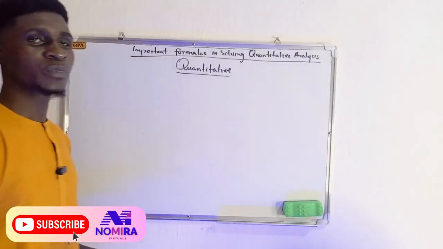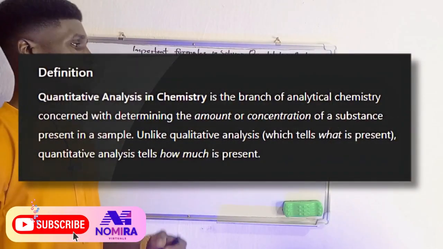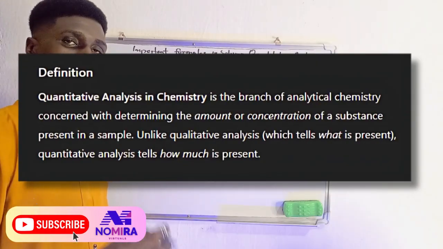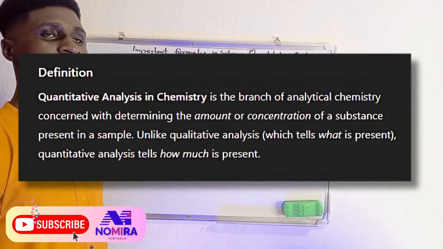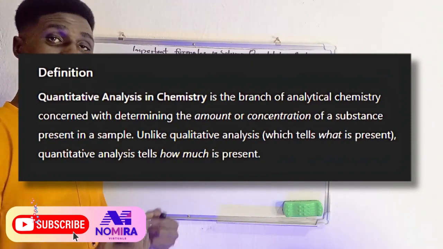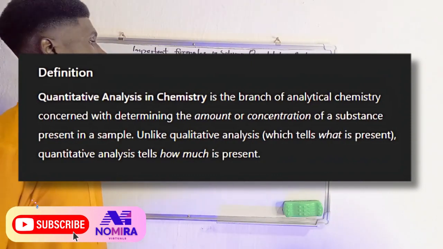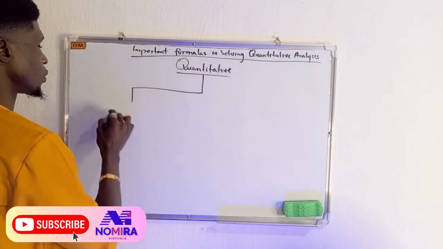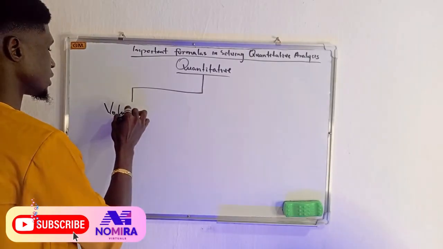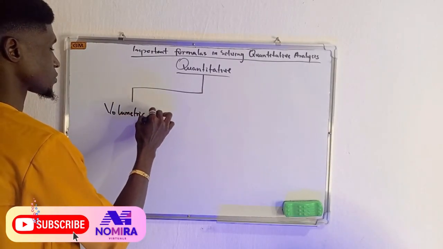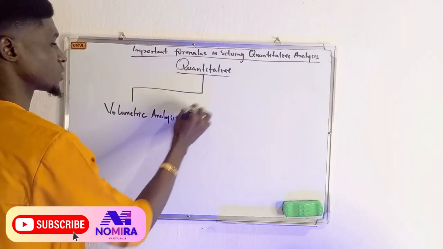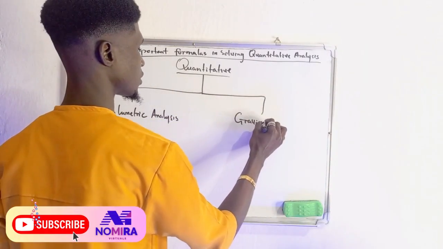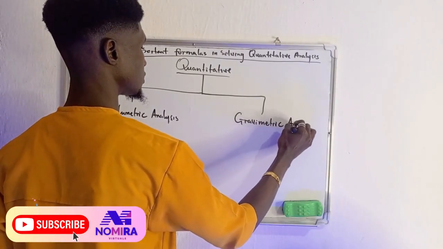Quantitative analysis is that analysis that determines the amount of an element or compound in a substance. So it talks about amount. Quantitative analysis is classified into two. We have the volumetric analysis and the gravimetric analysis.